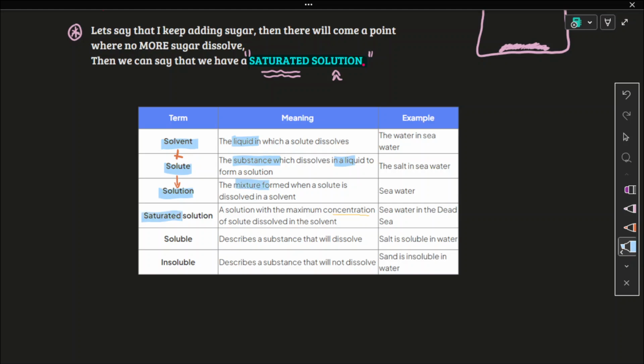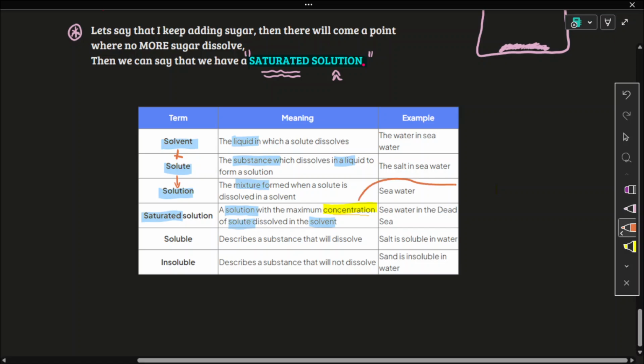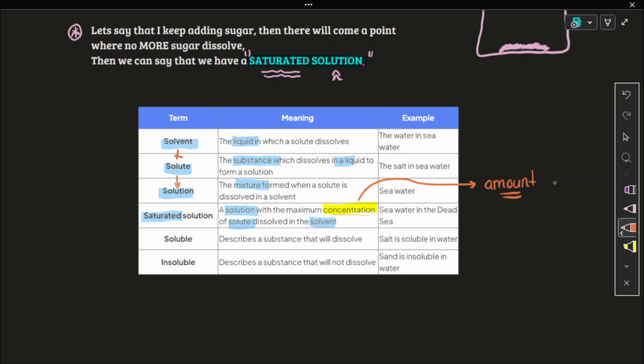And then a saturated solution is a solution, like we talked about, with the maximum concentration of solute dissolved. Pay attention to the word used here. Why are we using the term concentration and not just saying amount? If you say amount in your exam, you'll still get marks, so don't worry about it too much.